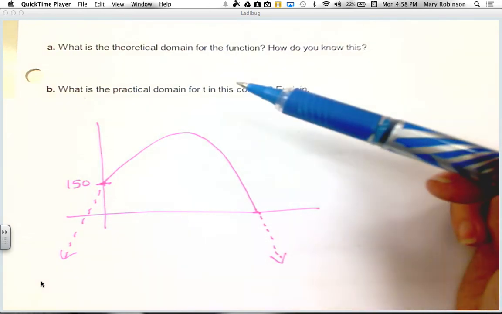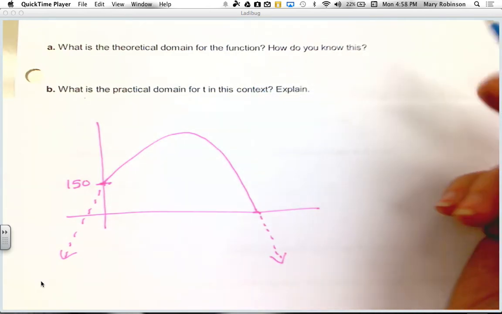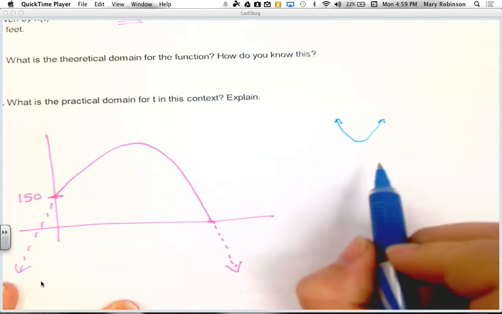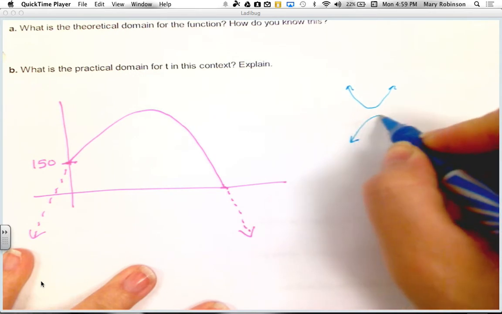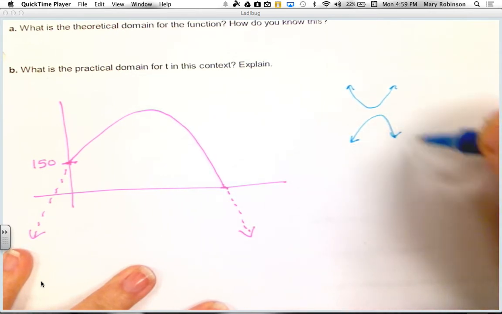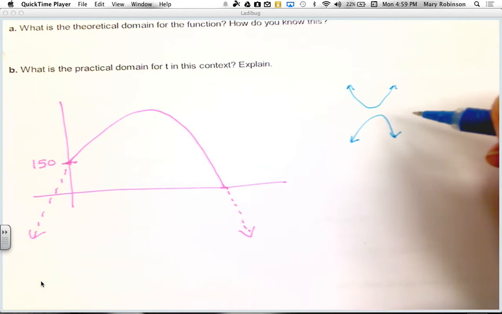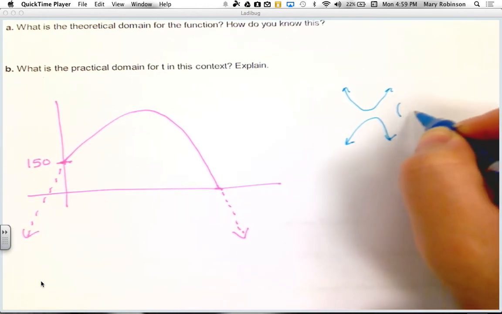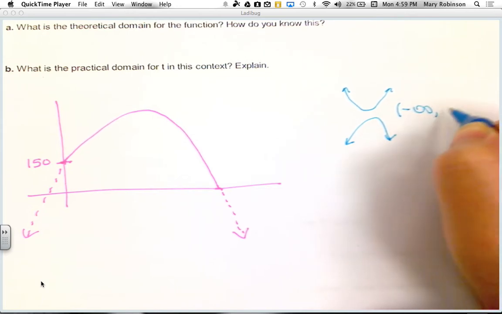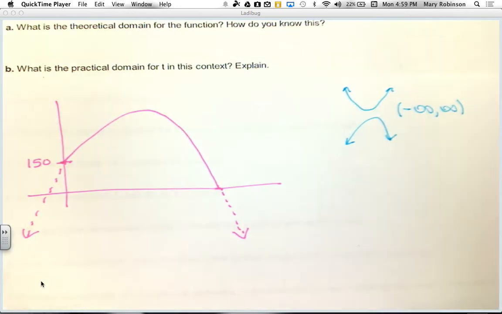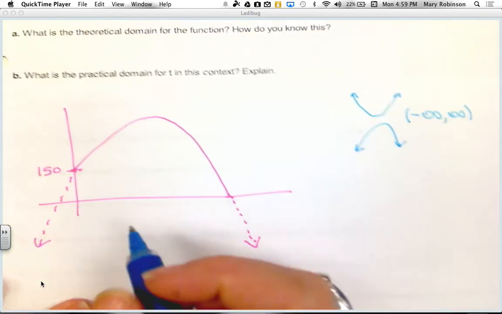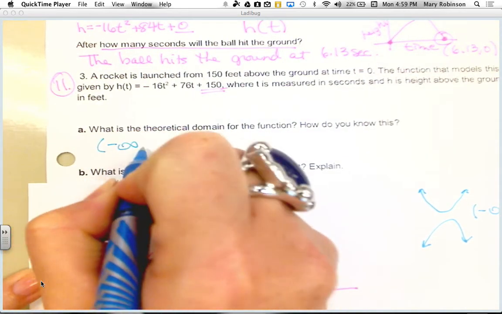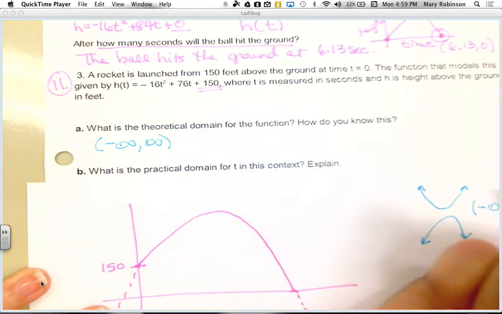So we've talked about domain before for parabolas, and as you recall, a parabola, if it opens up, it goes up and left forever and up and right forever. If it opens down, it goes down and left forever and down and right forever. So theoretically, we know that the domain of all parabolas should be all reals, which we denote using interval notation as negative infinity to positive infinity, right? Okay. So the theoretical domain for the function is from negative infinity to positive infinity. How do we know this?